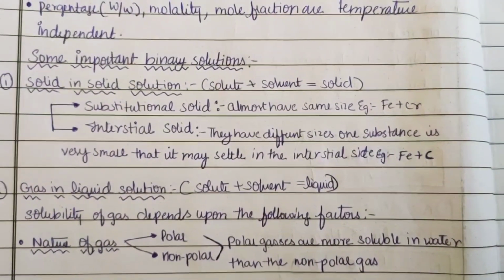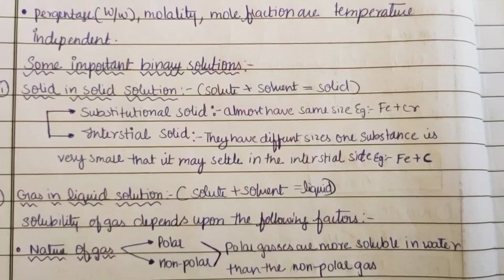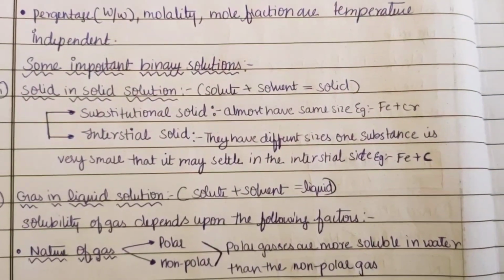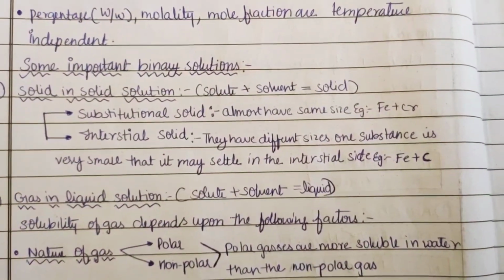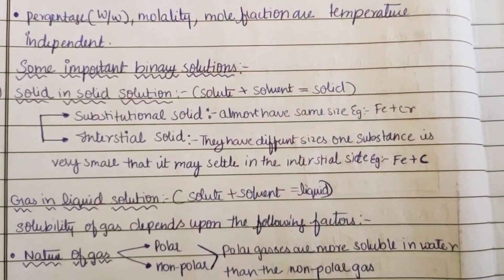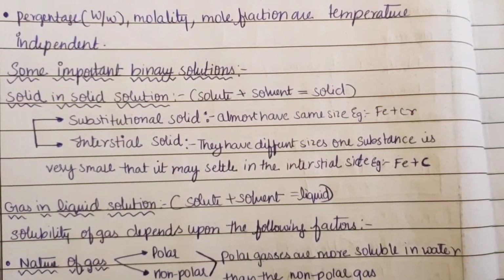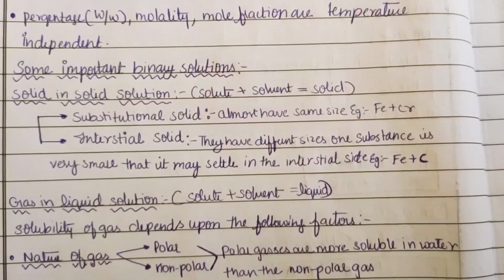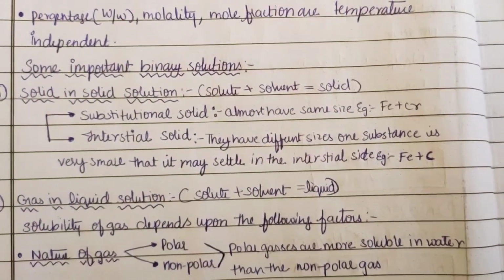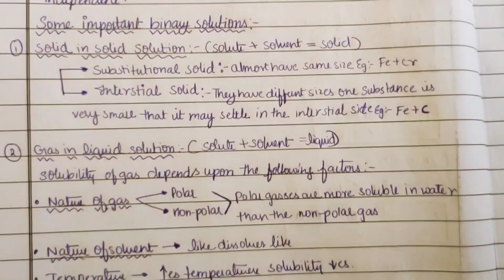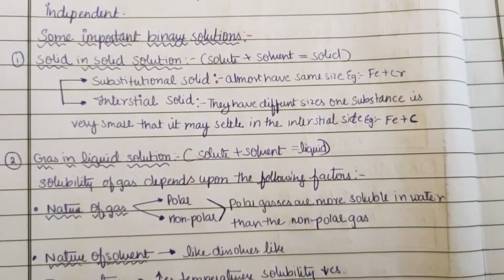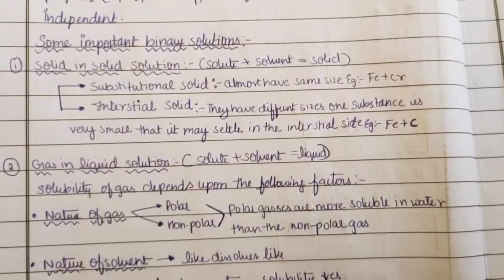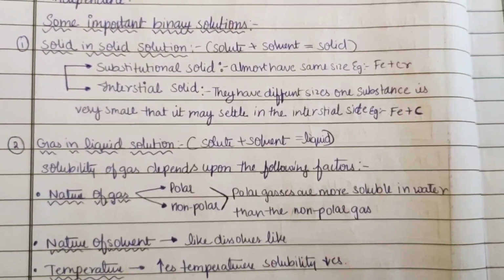One substance is very small, and they occupy the interstitial sites. For example, Fe plus carbon, they form steel, and when they form a lattice, the Fe occupies all the lattice points, and carbon only occupies the interstitial places of the iron lattice. Now gas in liquid solution, where solvent plus solute gives rise to liquid.